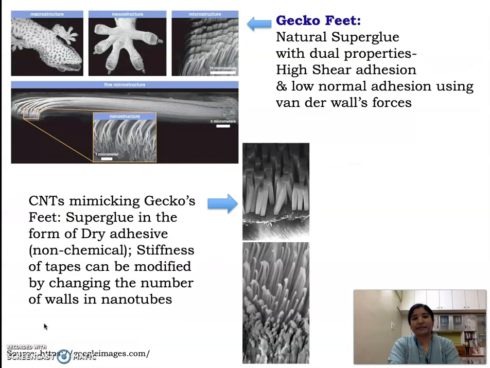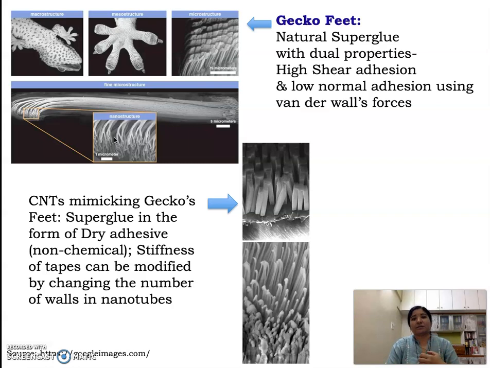Now the next example that I am showing you is the Gecko effect. Everybody knows that the Gecko has a natural super glue with dual properties, high shear adhesion and low normal adhesion, using van der Waals forces. If we study the structure of the Gecko's foot, we can see that the microstructure has nanostructured wires, nanowires, on its feet.